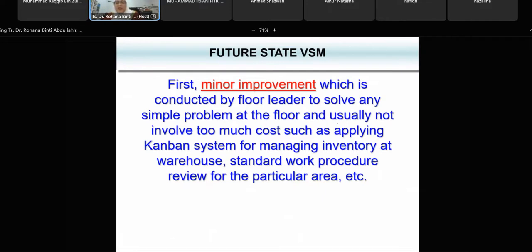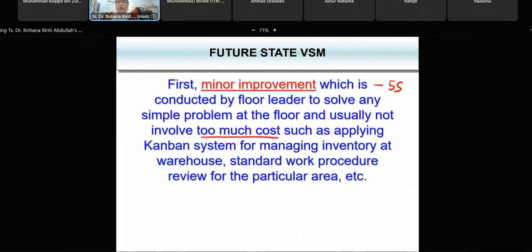Normally minor improvement standard lah, selalunya kita pakai 5S lah senang cerita. 5S ni memang very common. Sebab tu kalau you pergi mana-mana pun selalunya orang akan buat 5S dulu. So this is a very simple but achievable improvement. So this one, the one tool yang very common that people use is 5S. Right? Okay, it is conducted by floor leader to solve any simple problem at the floor and usually not involve too much cost. Nampak?